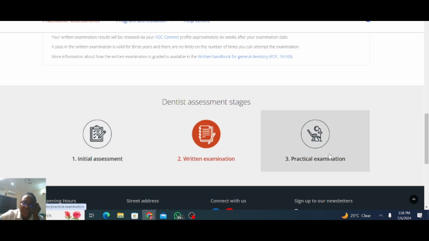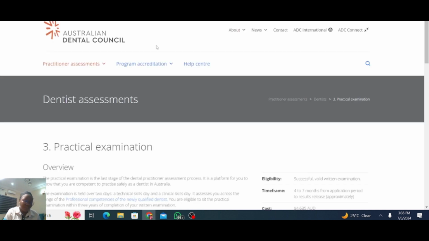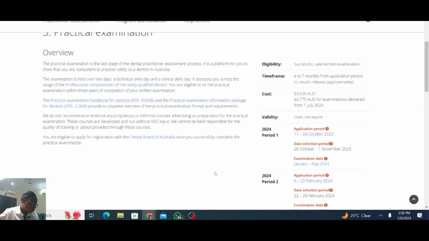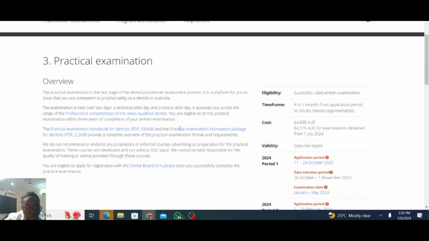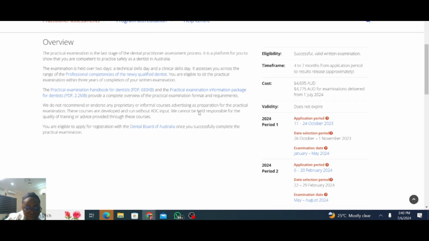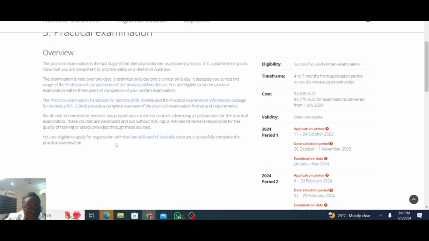Then you move to the practical exam. The practical exam is the last part of it. Once you pass the practical exam, you will officially receive your registration.